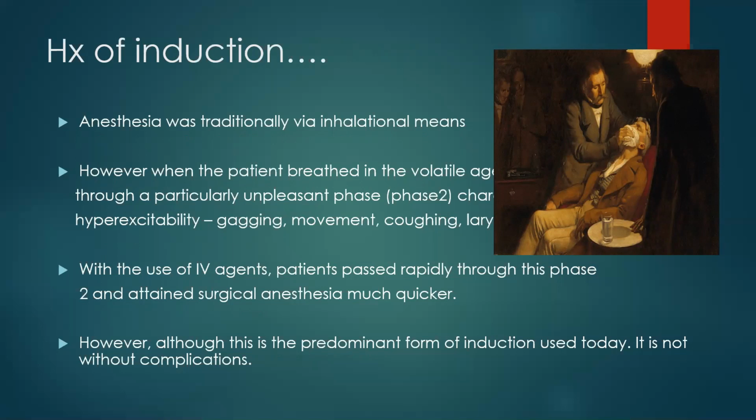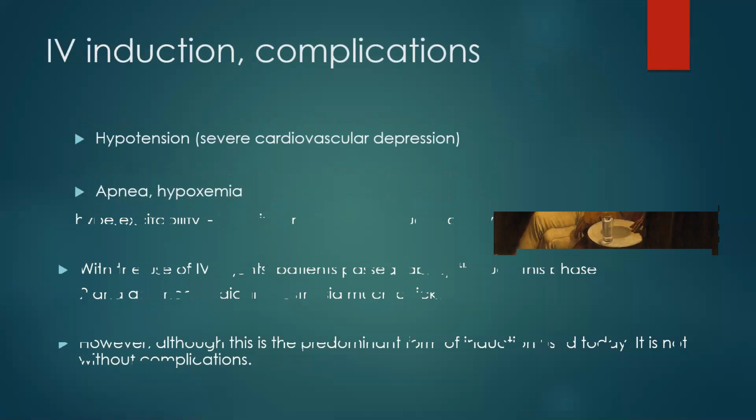But when we started using IV agents, we found that patients moved very quickly through the phases and achieved surgical anesthesia very quickly. This is why it's one of the predominant forms of anesthesia used today. Within the time you inject that syringe, more or less the patient has been anesthetized, and will shortly after reach surgical anesthesia. But it's a phase not without complication. Hypotension is one of the significant complications of this phase. Patients can also develop apnea, so they stop breathing, and hypoxemia, lack of oxygen.